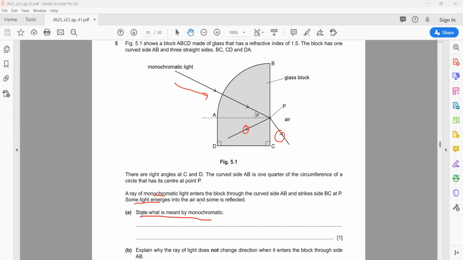State what is meant by monochromatic light. Monochromatic light means light with a single frequency. Light with one frequency is known as monochromatic light. Single frequency light. Got it? Okay. Now we'll see the next question.